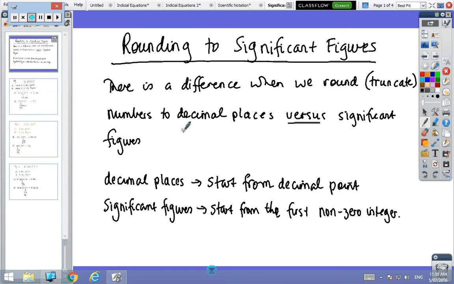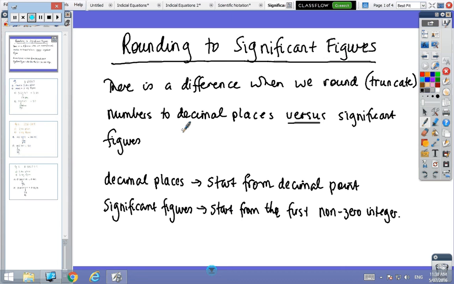Okay, so we're looking at significant figures next, and again, it's not got much to do with indices at all, but it's part of the course. So we're looking at a difference between rounding to decimal places and rounding to significant figures, but we'll work our way through some examples so you can see the difference.